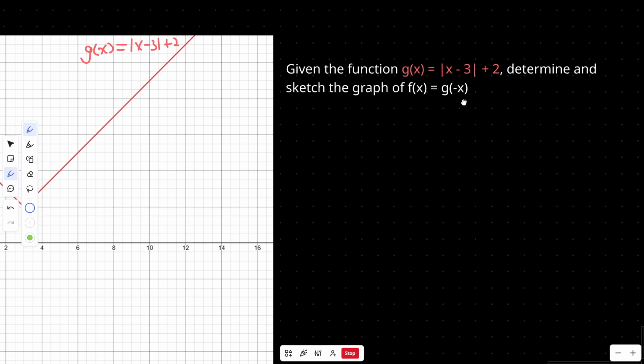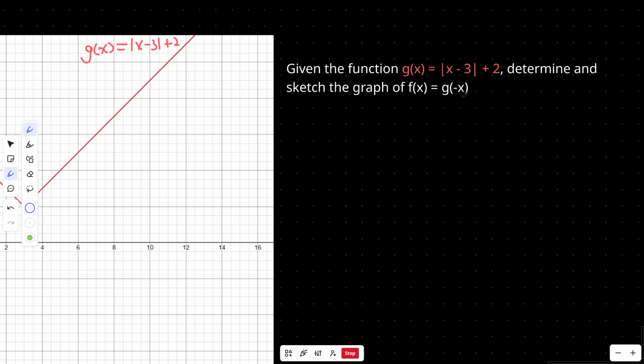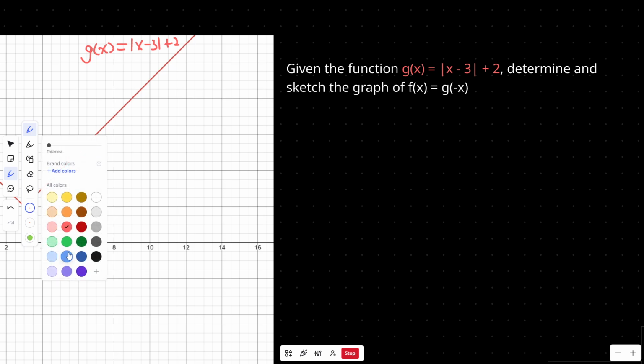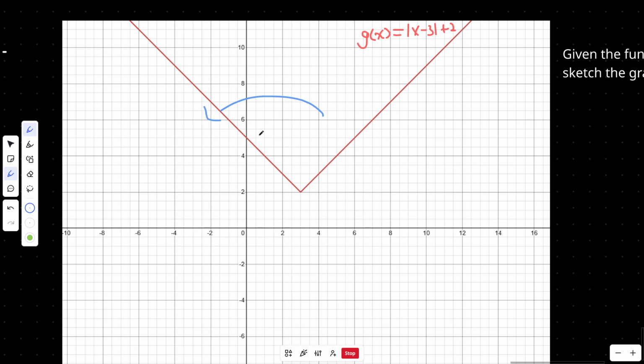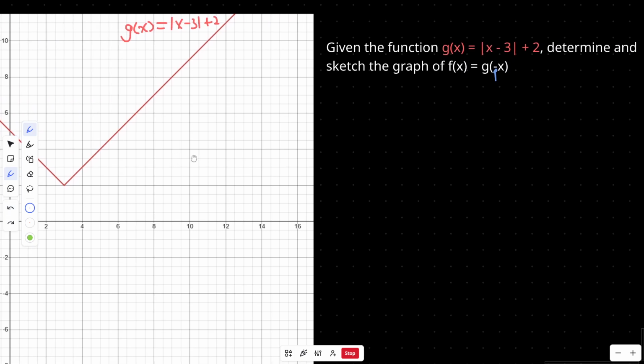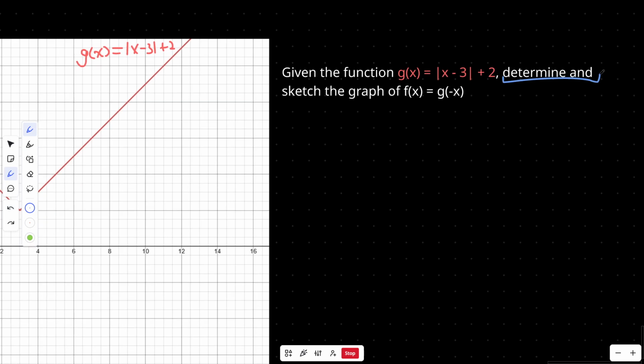So is this going to be a vertical or a horizontal reflection? Since the negative sign is inside the x here, that means it's going to be a horizontal reflection, or in other words, across the y-axis. So we're first going to answer part A of the question, which is determine the equation of f of x. So we're just going to write f of x is equal to g of minus x. So we're going to apply the negative inside the x here.